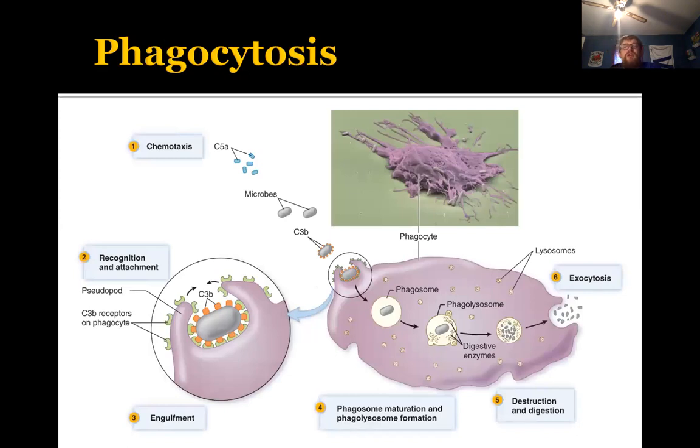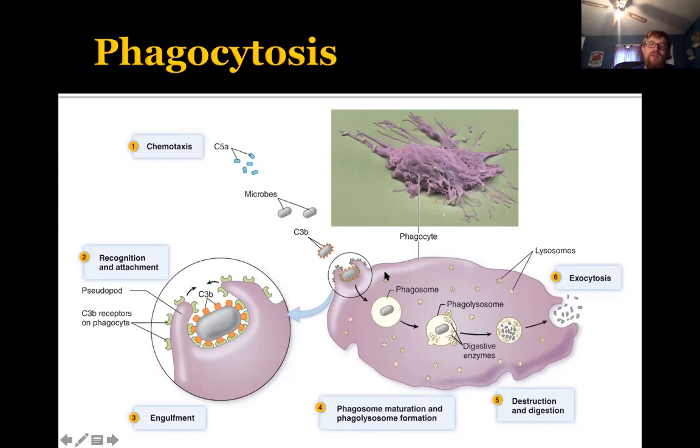This is actually a visual representation of what's going on. So here you have chemotaxis. In this case, it's showing that C5a attracted a phagocyte, but it could be other components of the microbe. Here you have recognition and attachment. So in this case, it's showing that pseudopodia with C3b receptors reached out to bind onto C3b. So it is then engulfed via endocytosis.